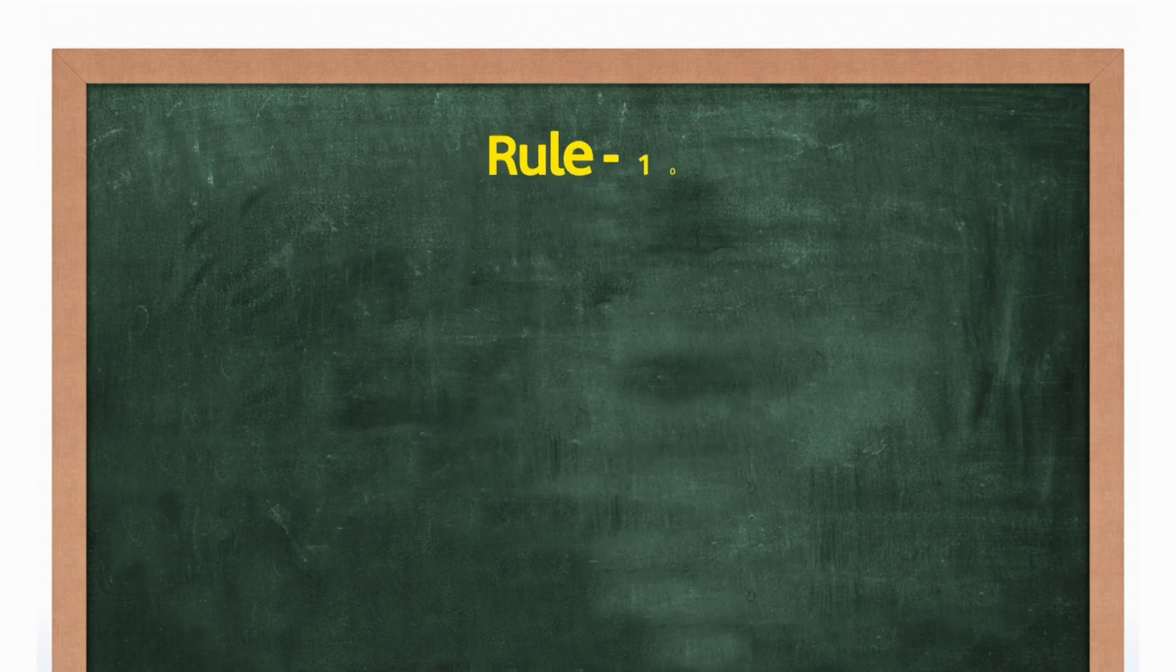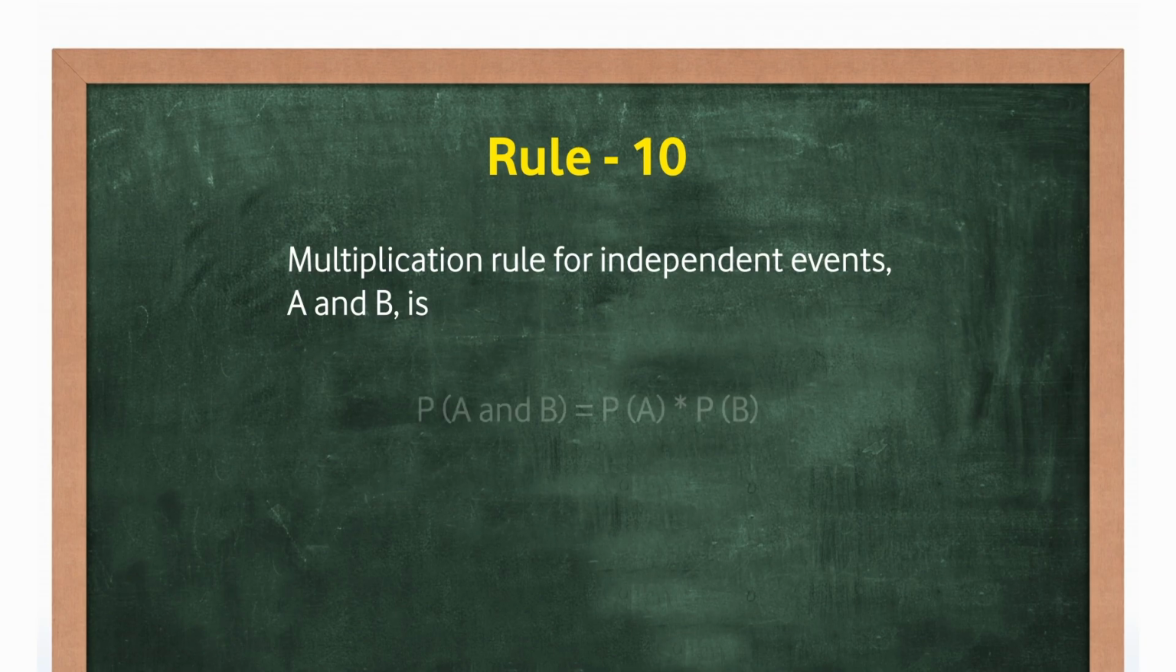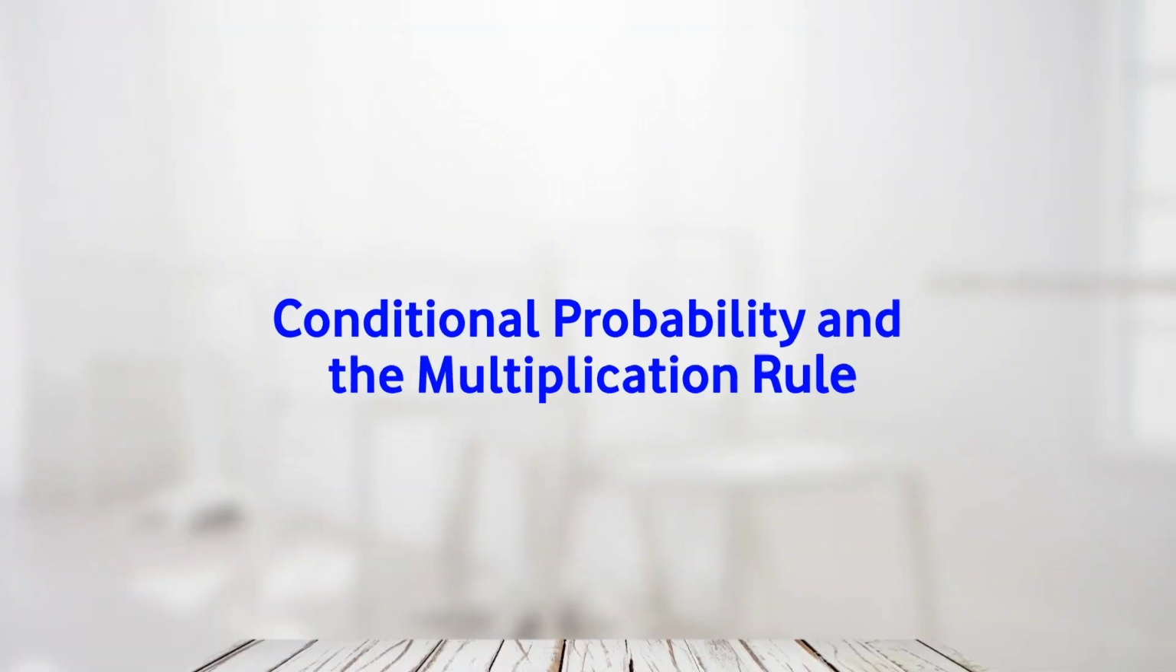And rule number 10 focuses on the multiplication rule for independent events, where A and B is denoted by P(A and B) equals probability of A multiplied by probability of B. So we have observed that these are very important rules, and on the other hand there are certain conditional probability and multiplication rules which we have already talked about.